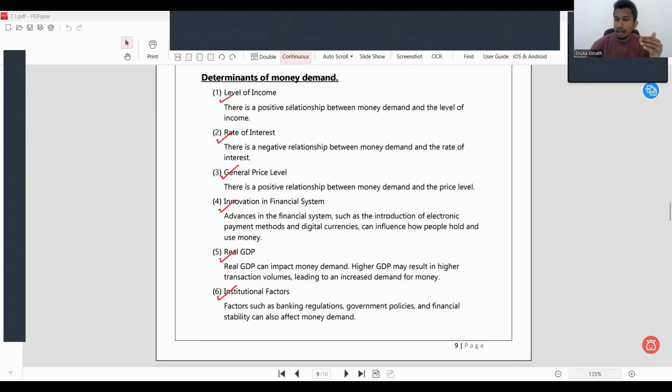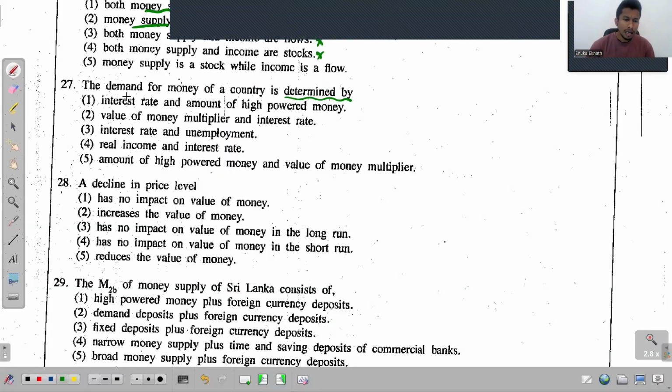So these are the determinants of money demand, and if you remember these, you can easily find the correct answer for question 27. Look at this one. The demand for money of a country is determined by the interest rate, correct? And the second one, the amount of high-powered money, which is not a determinant of money demand. The second one, value of money multiplier and the interest rate. Once again, money multiplier is not a determinant of money demand, but the interest rate is a determinant. So somehow the given statement is wrong.